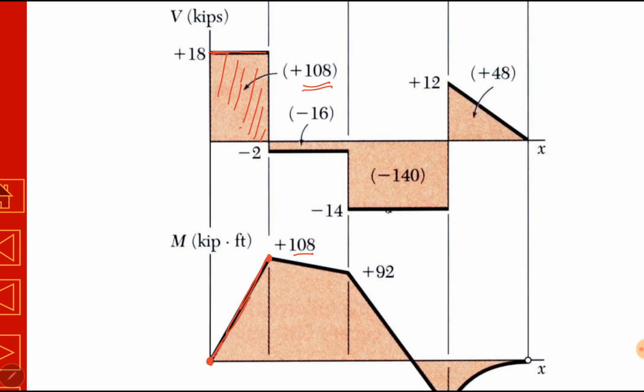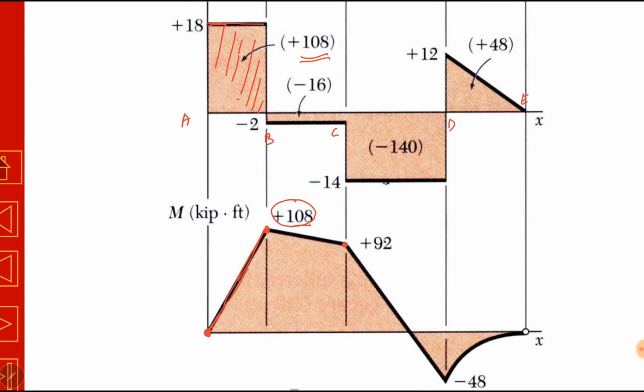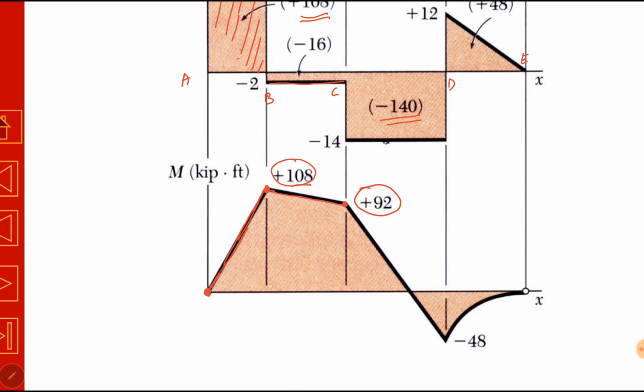Then the next area between B and C is minus 16. So we will add minus 16 with the previous value 108. So 108 minus 16 becomes plus 92. Here again shear force is constant, so bending moment will be linear. The next area under the shear force curve between C and D is minus 140. So adding minus 140 to the previous value plus 92, plus 92 minus 140 becomes minus 48. Again, shear force was constant, so bending moment will be linear.